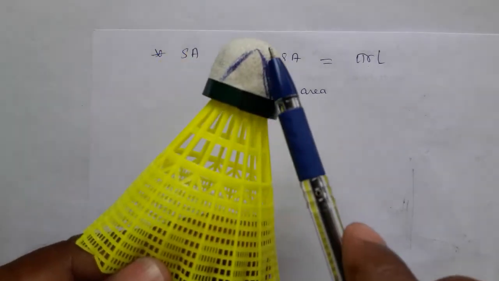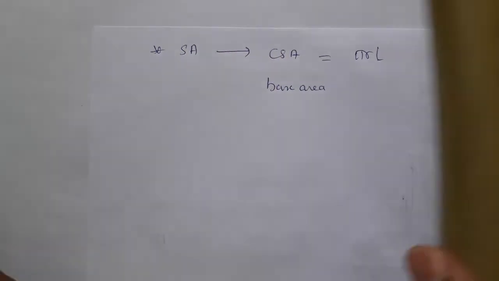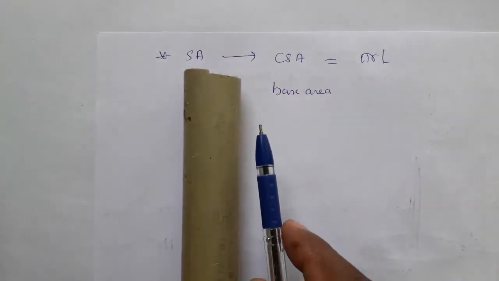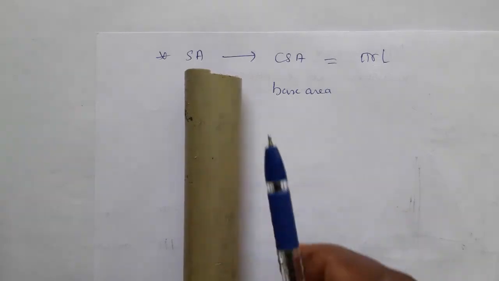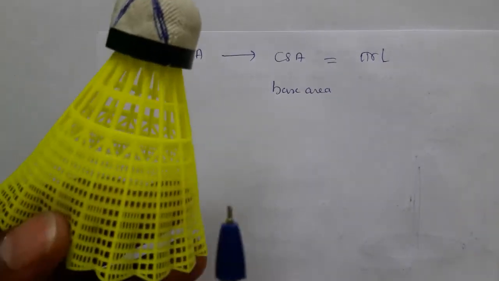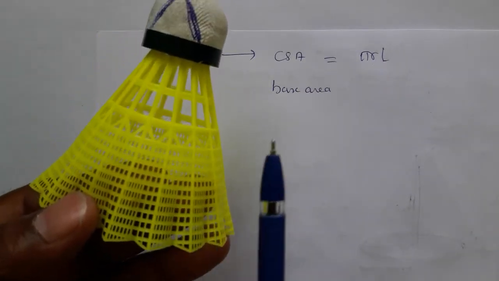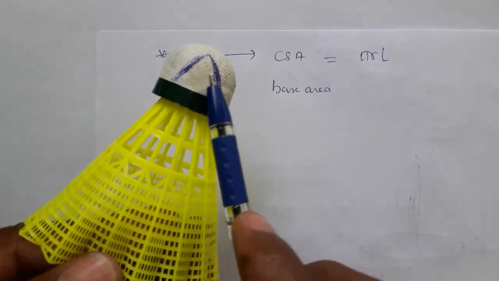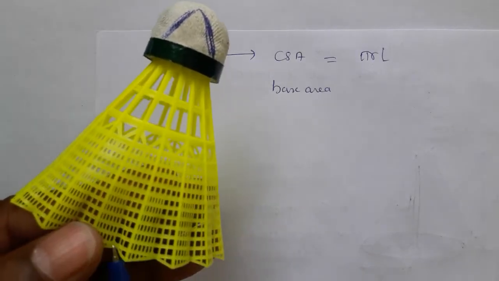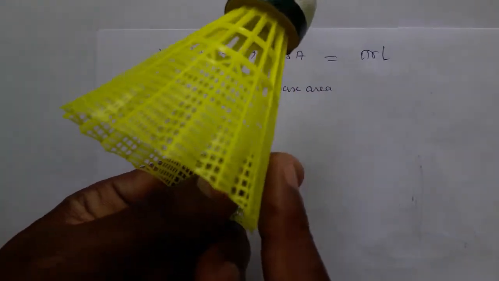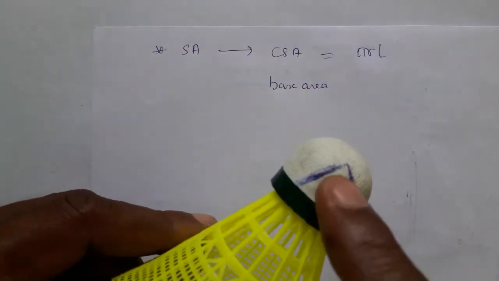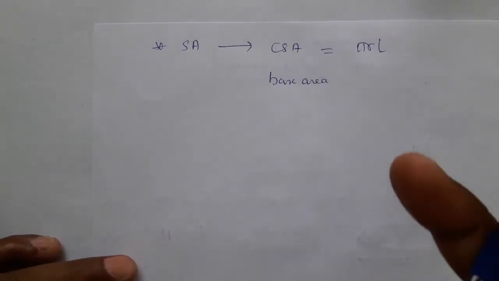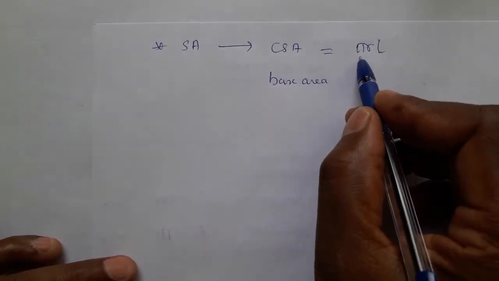It is going towards the tip. In a cylinder it is not going towards the tip. It is exactly the same, bottom and top both have the same area. But in the cone the bottom has more area, and when we go to the tip, the area is reducing. At the bottom there is more area. The formula to find the curved surface area of the cone is pi r L.